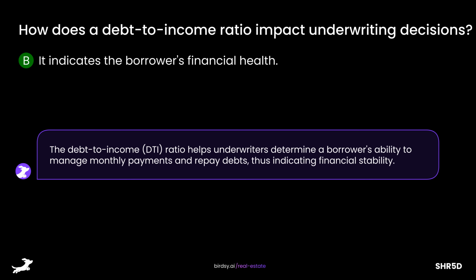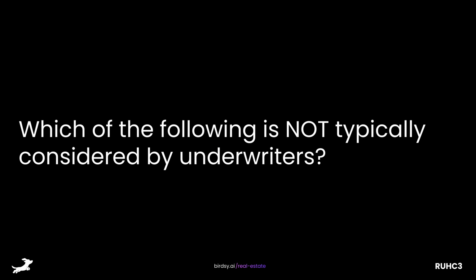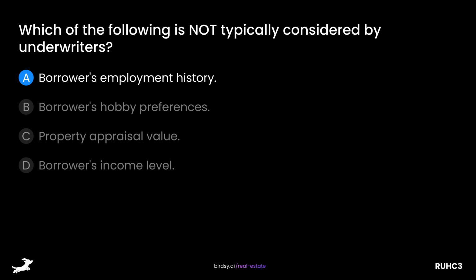The debt-to-income ratio helps underwriters determine a borrower's ability to manage monthly payments and repay debts, thus indicating financial stability. Which of the following is not typically considered by underwriters? Is it A. Borrower's employment history, B. Borrower's hobby preferences, C. Property appraisal value, or D. Borrower's income level?